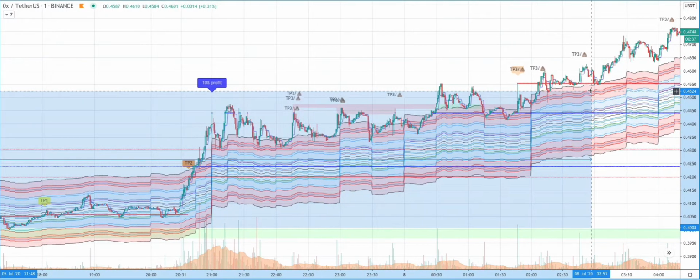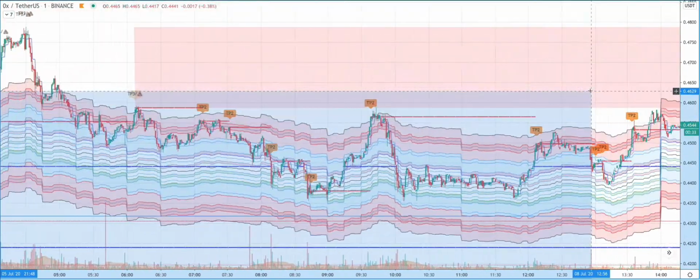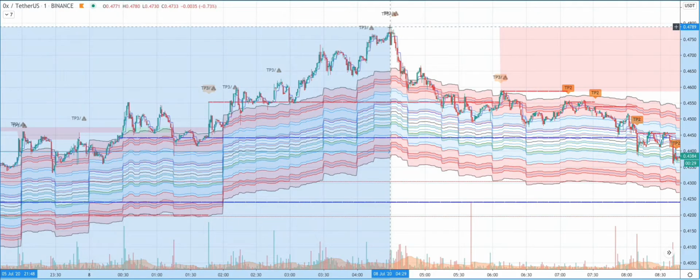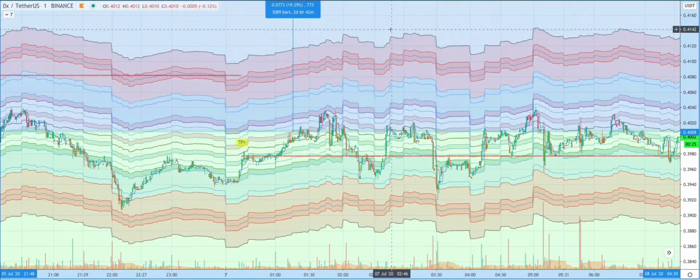So that one, we know we're in the 10% range there. Let's see what this one got us to. I'm not even going to go to the top of that wick. 19.29% profit in 2 days and 6 hours.